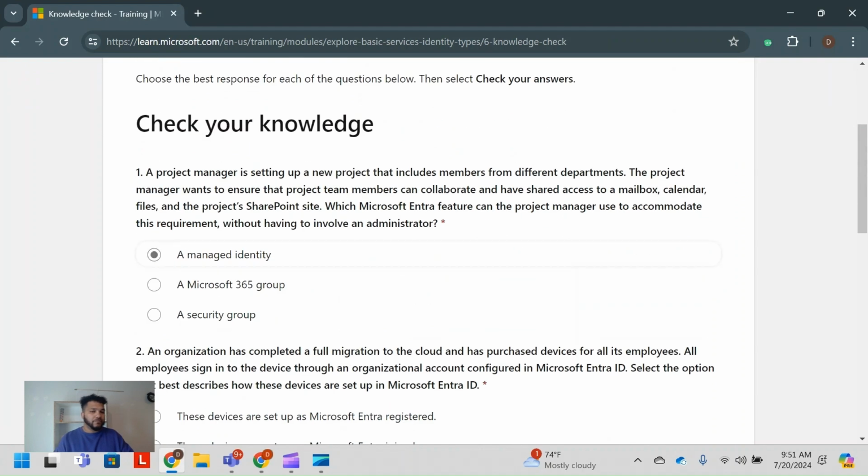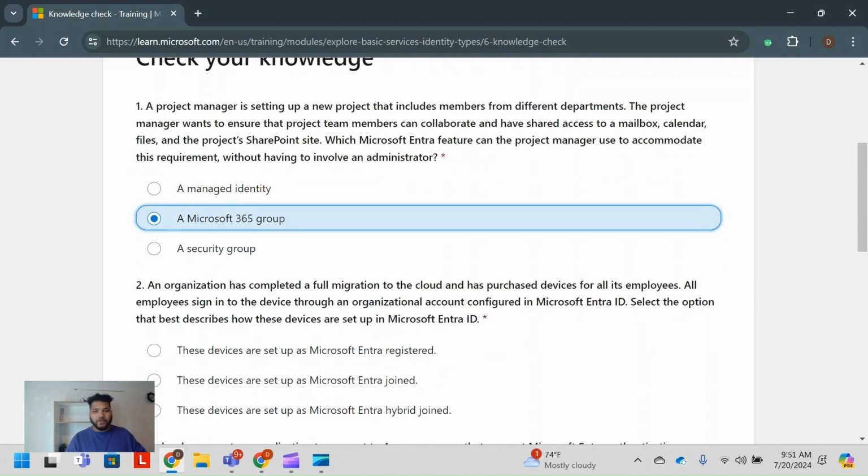We have a project manager setting up a new project with people from different departments. The project manager wants to ensure the project team members can collaborate and have shared access to a mailbox, calendar, files, and a project shared site. Which Entra feature can the project manager use to accommodate the requirement without having to involve an administrator? We're going to go with the 365 group, because you need access to resources. That's why it's not a security group.